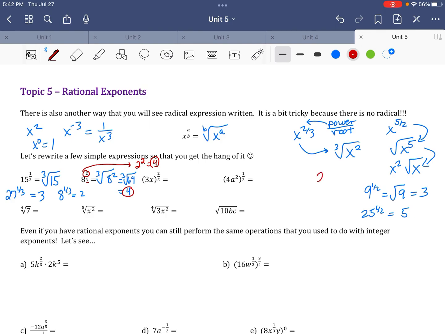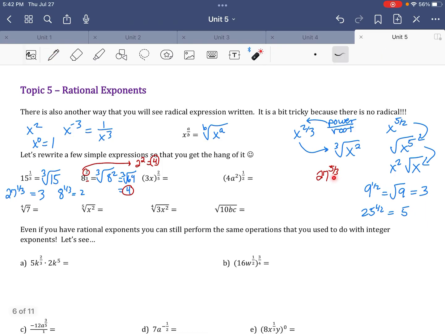And so if you have a big problem, like let's say you had 27 to the 5/3. Well, you're not going to do 27 to the 5th because, oh my gosh, that's gross and you need a calculator. But you do know the cube root. The cube root of 27 is 3. And so you basically just have to do 3 to the 5th, and 3 to the 5th might be something easier to do.